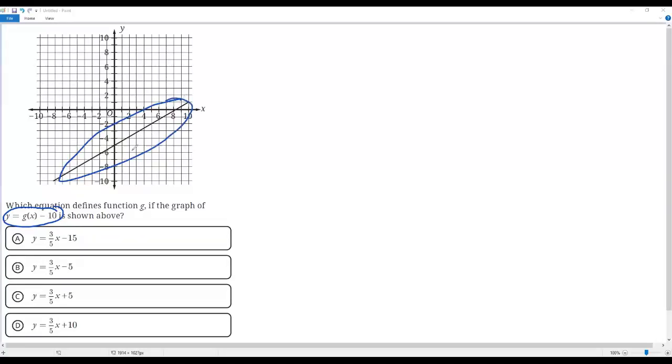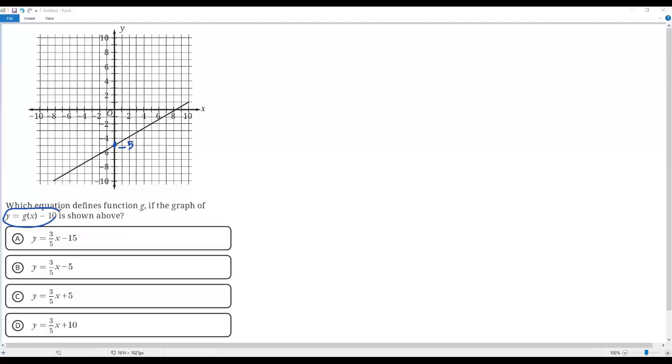That is a straight line, and we have to find the equation which defines g. When I look at the graph over here, the straight line intersects the y-axis at negative 5. So the y-intercept of this line is negative 5. But when I look at the function over here, the y-intercept is negative 10.